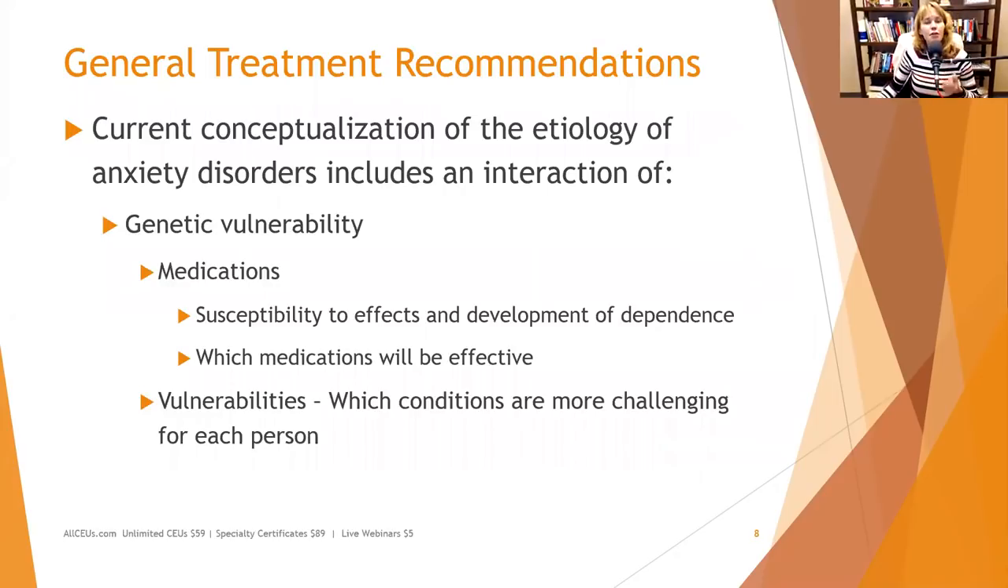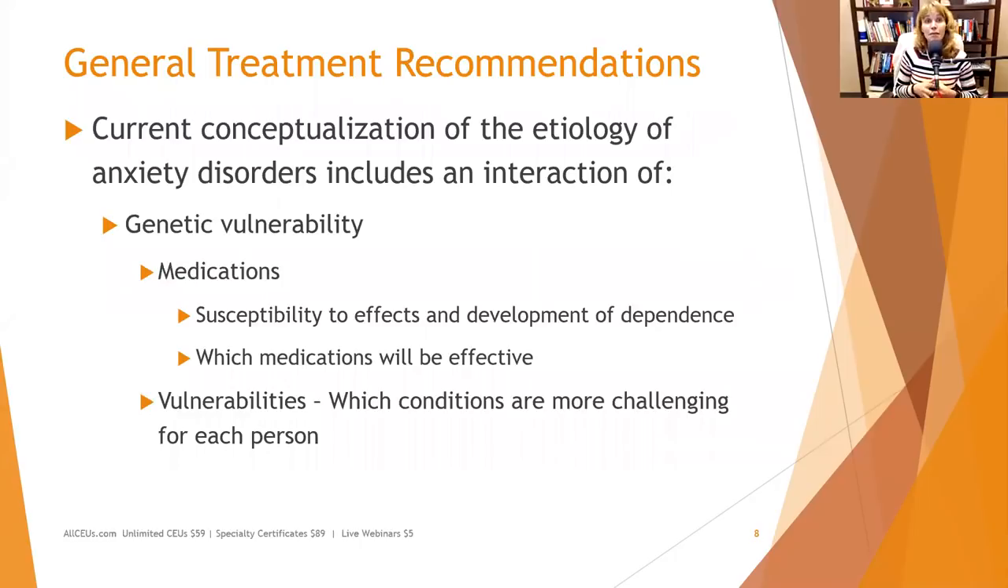So genetic vulnerability impacts people's susceptibility to the effects and development of dependence on certain substances, which can increase anxiety. When people are detoxing from alcohol, when they're detoxing from benzos, when they're detoxing from opiates, they can feel high levels of anxiety. When they take opiates, some people find that opiates have wonderful anti-anxiety properties. Not that I am advocating for the use of opiates. I'm just saying client experiences have shown that that can be true.